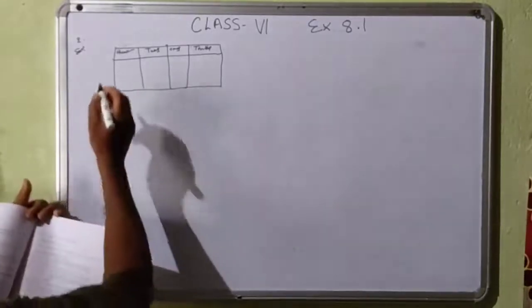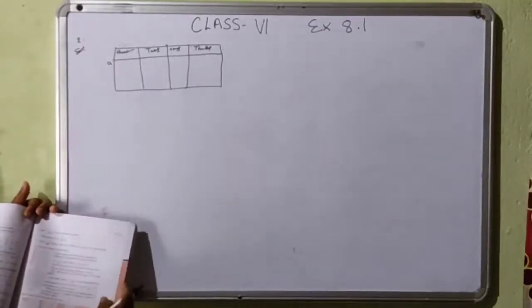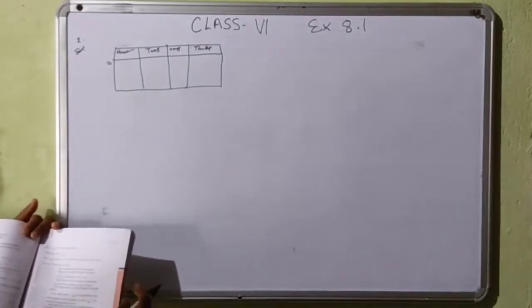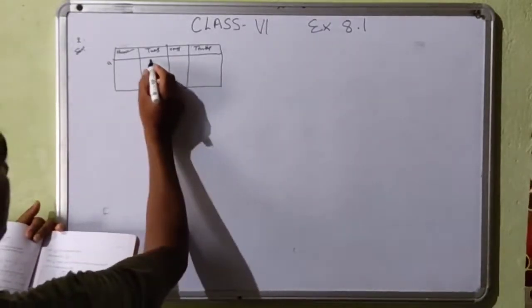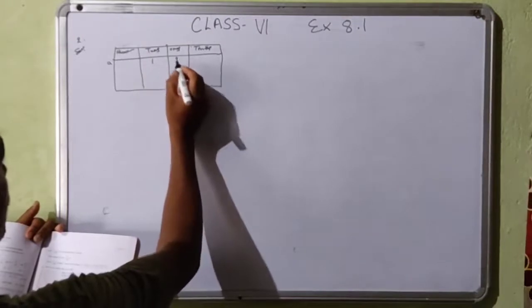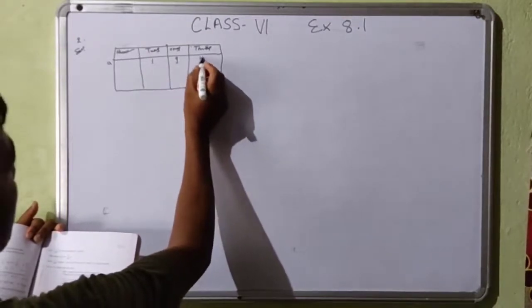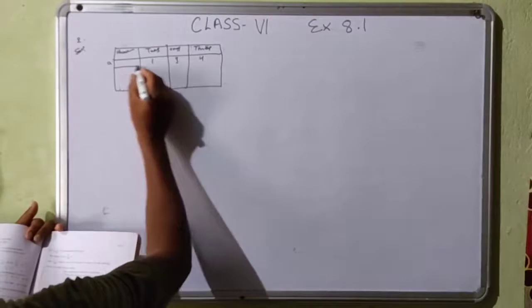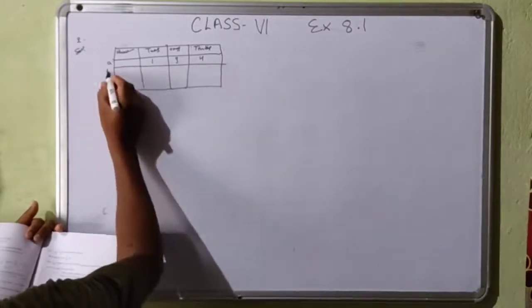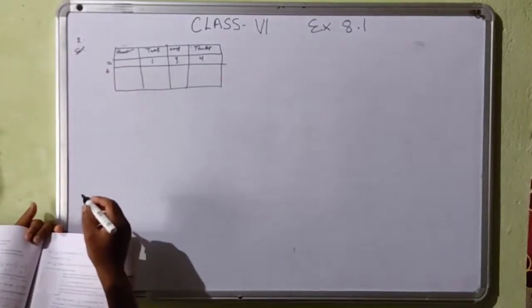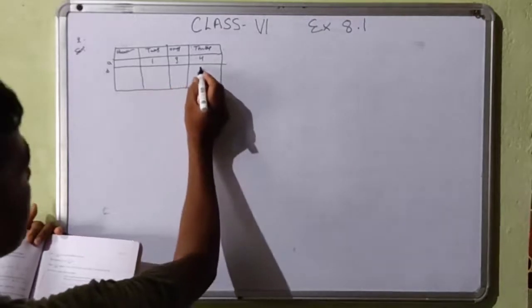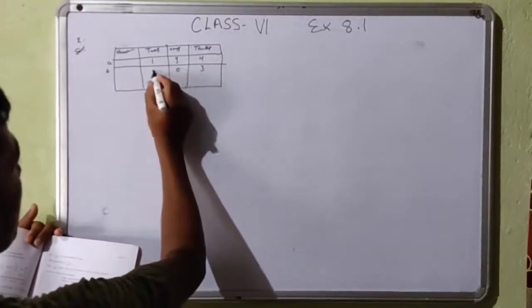The first part, A part, is 19.4. So 1 is in tens, 9 is in ones, and then 4 is in the tenth place. So that will be 0. B part, 0.3. 0.3 means tenth, that is 3, others are 0.